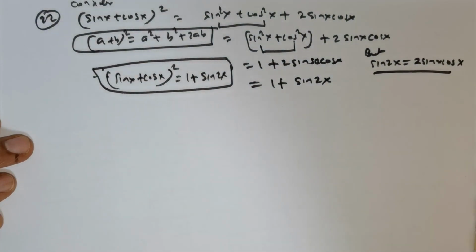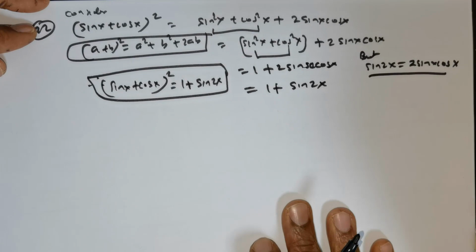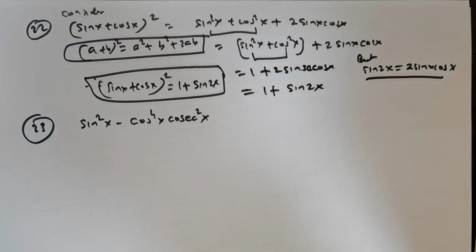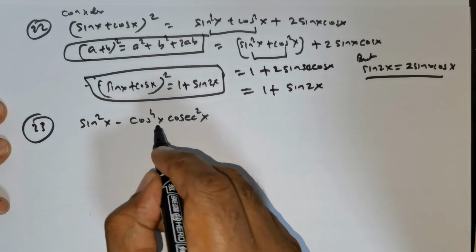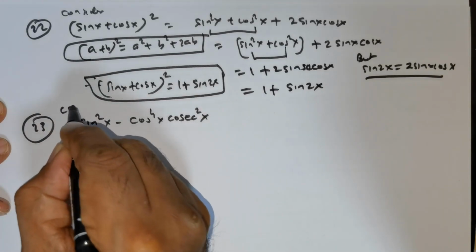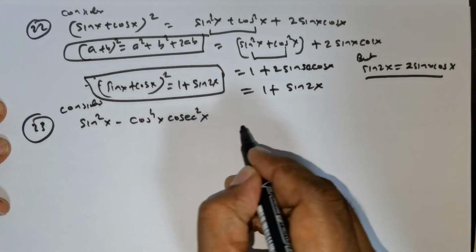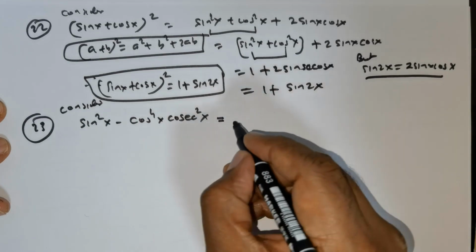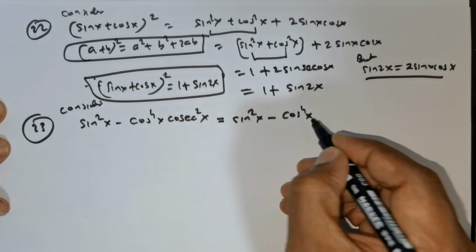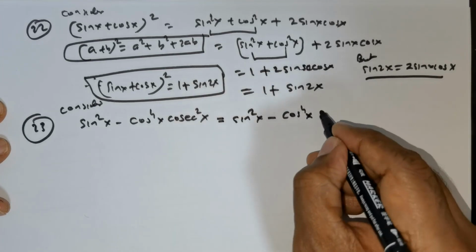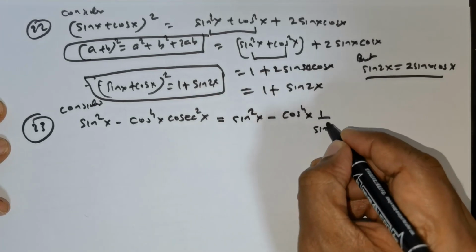Now let's move on to the next one. I hope you're able to see this. Okay, this is a lovely question. We've been given sine squared x minus cos to the power of 4x times cosecant squared x. So let us consider the given. I'm going to rewrite this as sine squared x minus cos to the power of 4x. Cosecant squared x can be rewritten as 1 over sine squared x.